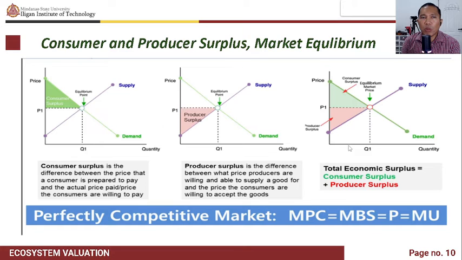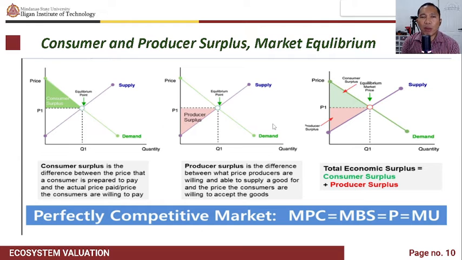Now let's look at the consumer and the producer surplus, as well as the market equilibrium. On the left side, we have the consumer surplus. This is basically the difference between the price that a consumer is prepared to pay and the actual price paid. For example, the green portion here represents the consumer surplus. Say the entrance fee of a resort is 10 pesos. That's the P1. But customers are willing to pay from 10 pesos up to, let's say, 100 pesos. So the difference between the willingness to pay and the price that is actually paid constitutes the consumer surplus.